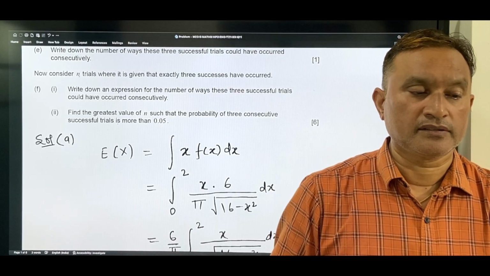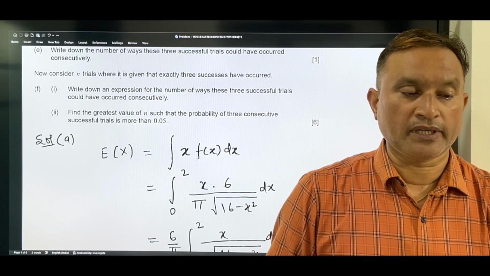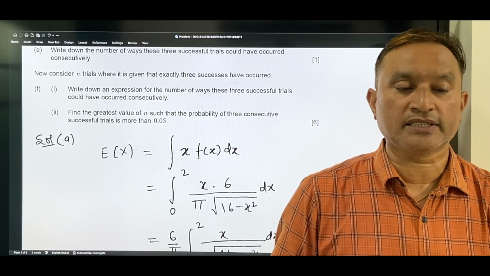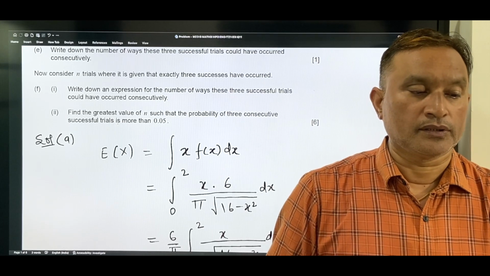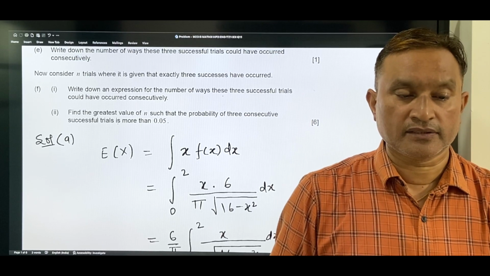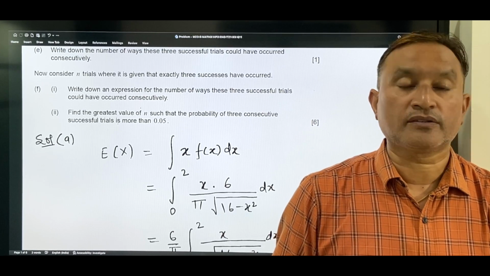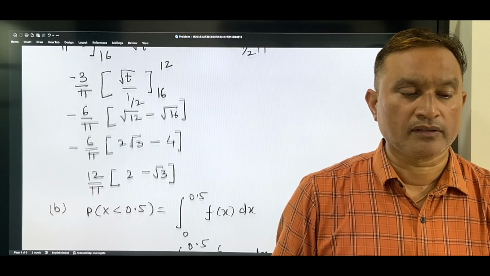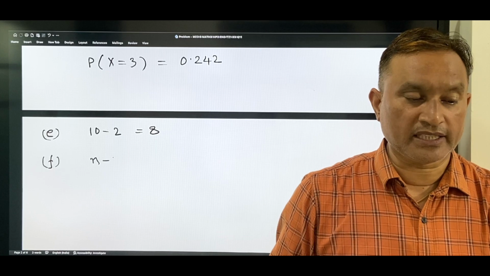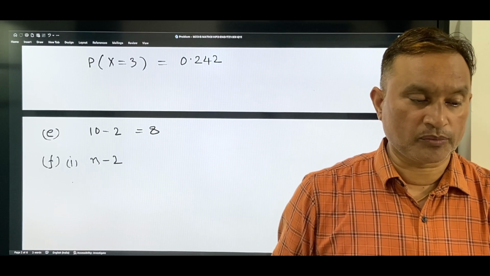Now consider n trials where it is given that exactly 3 successes have occurred. So write down an expression for the number of ways these 3 successful trials could have occurred consecutively. So the expression would be here n minus 2. This is the first part. Now we will proceed to the second part.